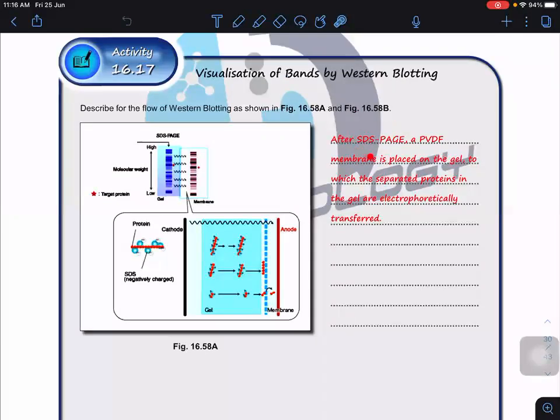First, use SDS-PAGE, meaning electrophoresis already. We place a PVDF membrane onto the gel, and then we transfer the separated protein from the gel. Electrophoretic transfer means that we use electricity to transfer. If we are not rich enough and don't have a device, then we just use a normal method with blotting paper. So for you guys, just say transfer.